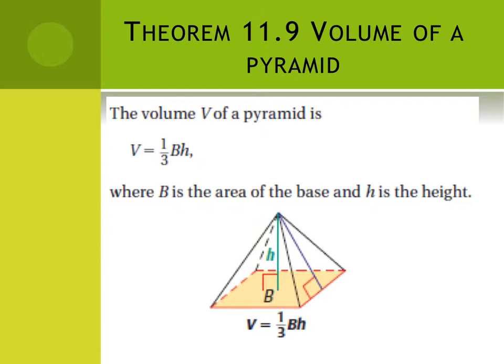So you're taking your prism volume and you're multiplying it by a third. B is the area of the base. So again, depending on the shape of the base of this pyramid, will depend on how I find B. So you do it the same way, just in the end you're just dividing by 3.